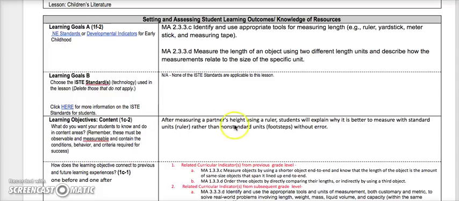She starts with her condition, followed by audience. Behavior uses a measurable verb, will explain, and then this suggests her method of assessment and the degree of accuracy, without error.